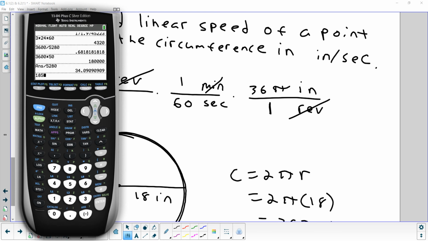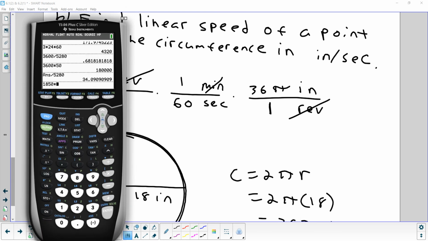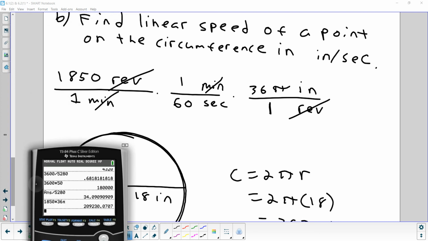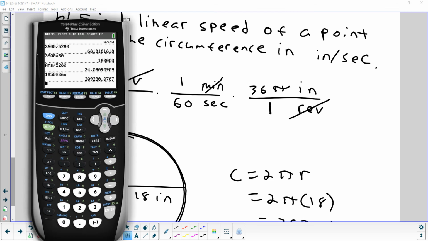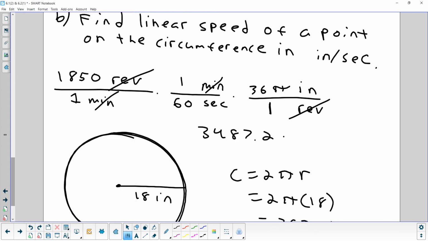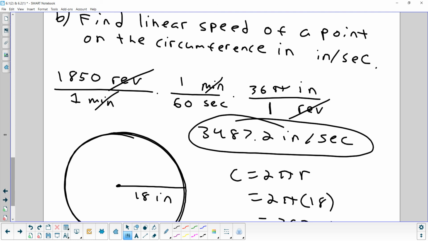And this is how you type it in. 1850 times 36 pi, that gives me the numerator, and divided by 1, 60, and 1. So just divide it by 60. That's 3,487.2 inches per second. Okay, so anytime you want to convert revolutions to something, you have to use the circumference formula. That's how you do it.